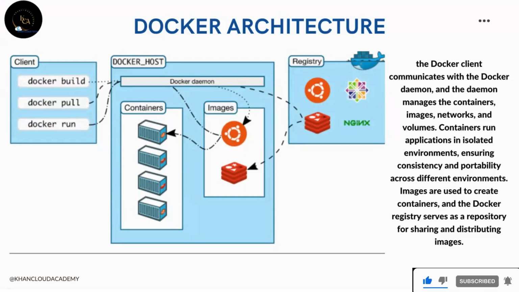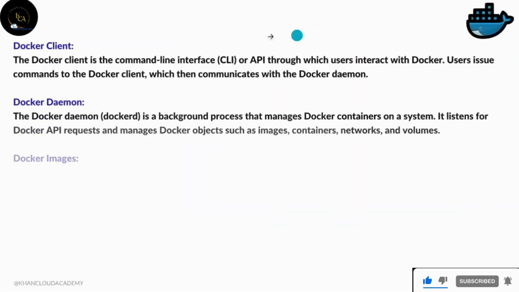The Docker client communicates with the Docker daemon, and the daemon manages the containers. The daemon basically manages your running containers, images, networks, and volumes. Containers run applications in isolated environments, ensuring consistency and portability across different environments. Images are used to create containers, and the Docker registry serves as a repository for sharing and distributing the images, right?